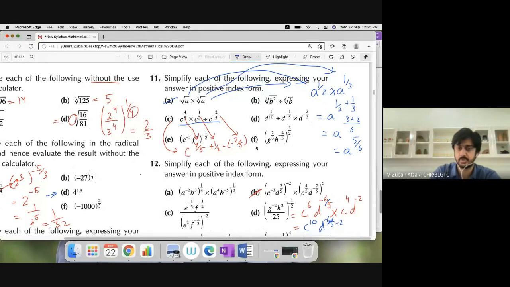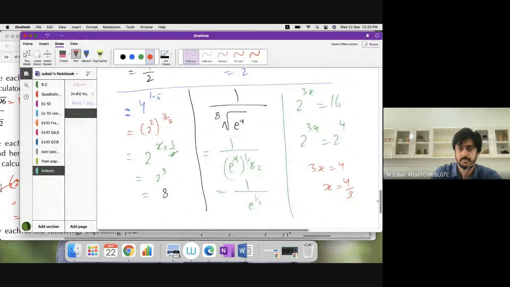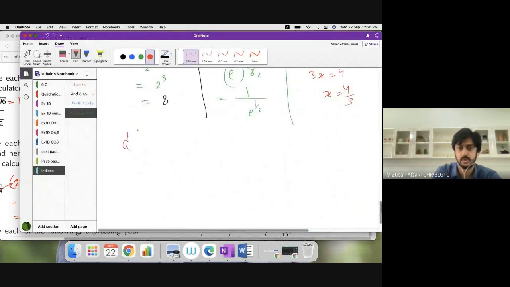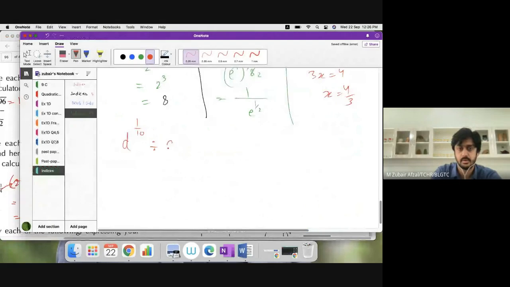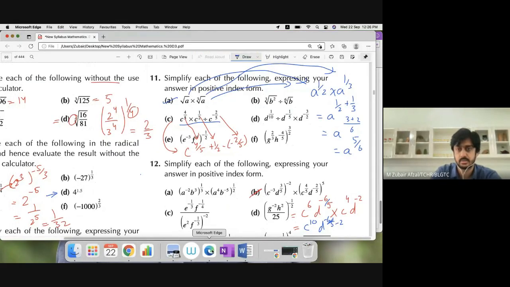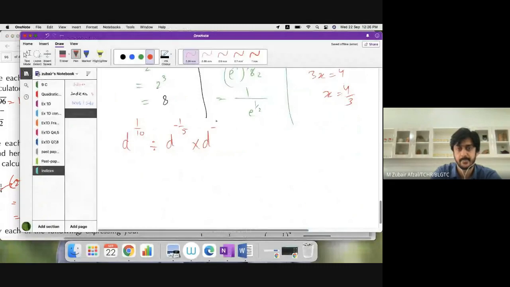let me copy this question on a bigger space. D 1 by 10 divided by D minus 1 by 5, and last step is multiplied with D minus 3 by 2. See this, there is no need for BODMAS in this case. You apply the rules of indices.